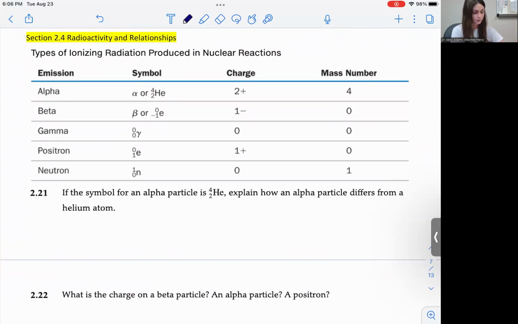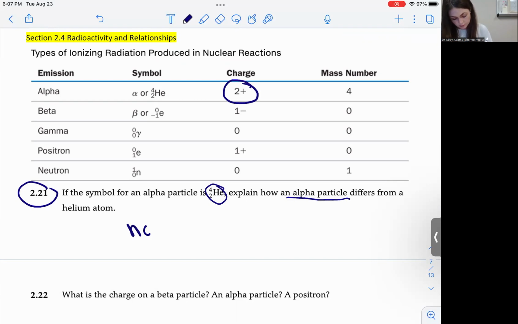2.21. If the symbol for an alpha particle is this, explain how an alpha particle differs from a helium atom. So what is different? Well, the alpha particle has a +2 charge, so the difference is no electrons to balance out that charge and make it neutral, like helium.